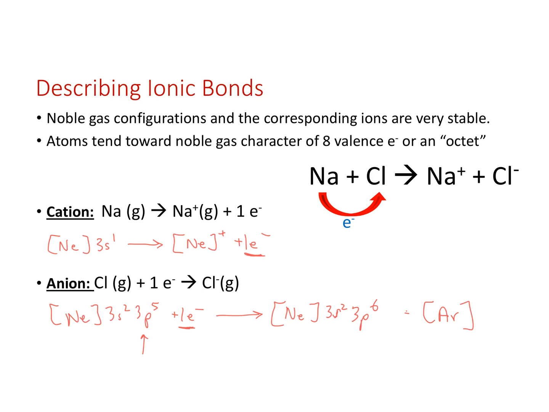Both of these react in a way to obtain noble gas electron configuration. Both of these react in a way to obtain 8 valence electrons in their outer shell, also known as an octet. Sodium does that by losing its 1 valence electron, obtaining noble gas configuration. Chlorine does that by gaining the 1 electron, going from 7 valence electrons to 8 valence electrons in its outer shell. Both end up, after the reaction, with 8 valence electrons, or a full octet.